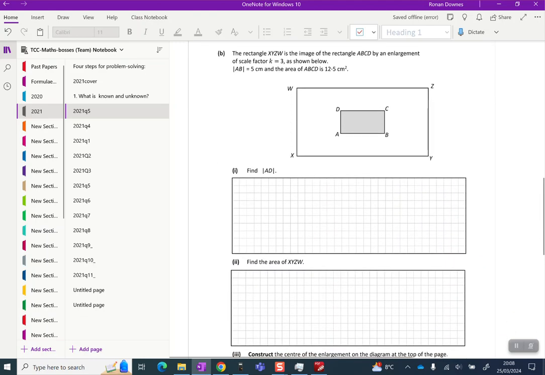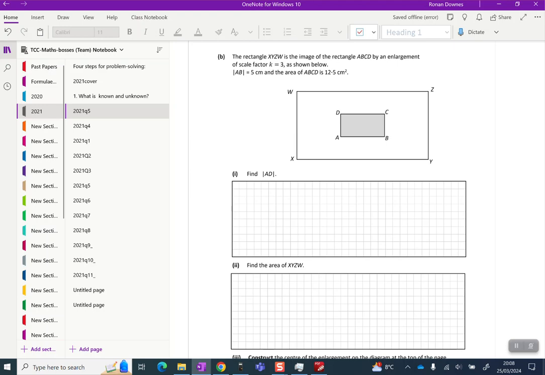Okay, now we're on to section B, which is a different question completely. So we'll stop the video there and I'll do 5B in another video.